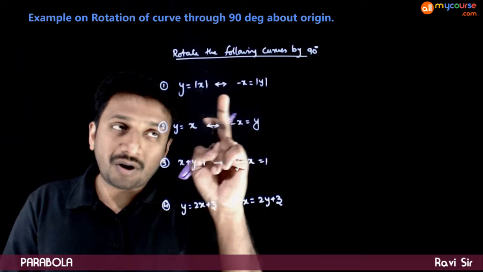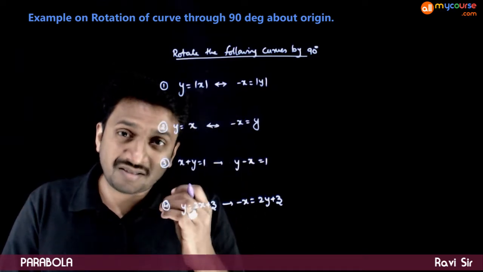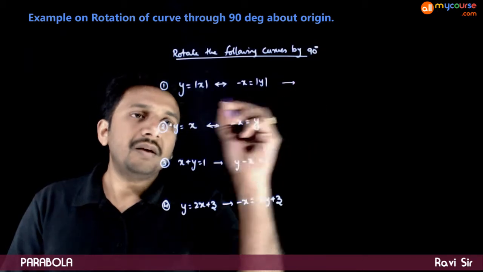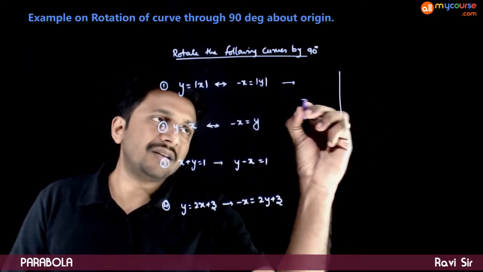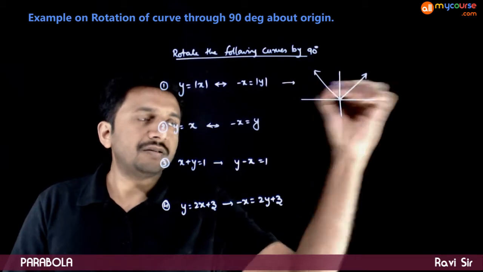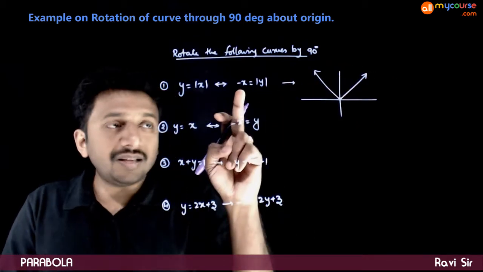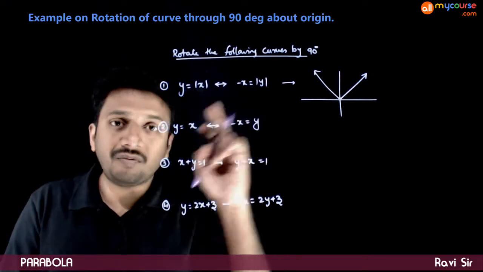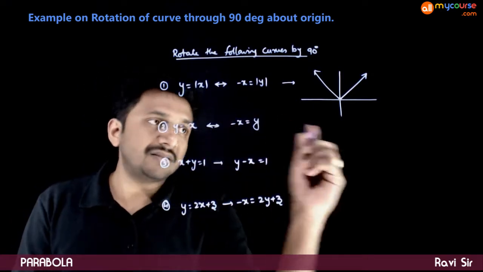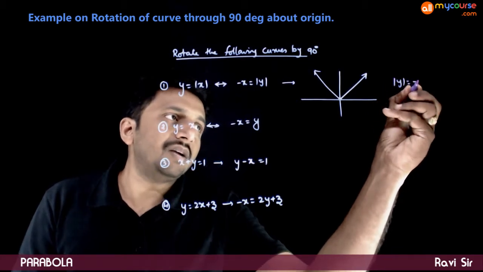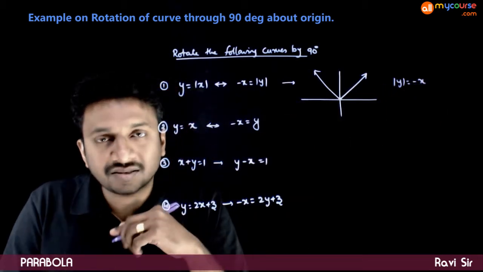So let us try to draw the graphs of these and see whether the curves have actually rotated or not. y is equal to mod x is a very straightforward equation, right? So this is the curve. What is mod y is equal to minus x? Mod y is equal to minus x.